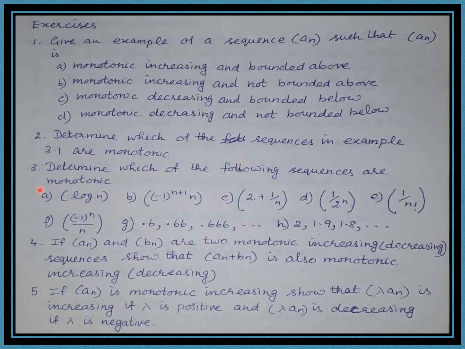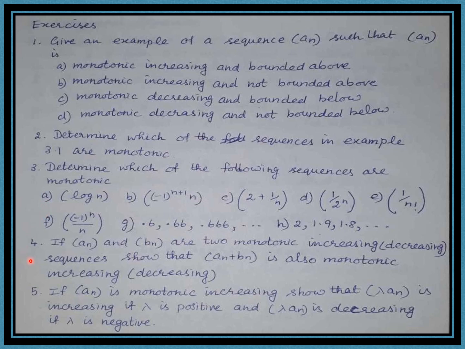For this, you will take the nth term and the (n+1)th term. You will take either an minus a(n+1) or a(n+1) minus an. You will find out whether it is less than or equal to 0 or greater than or equal to 0. Accordingly, you will say it is monotonic increasing or decreasing.